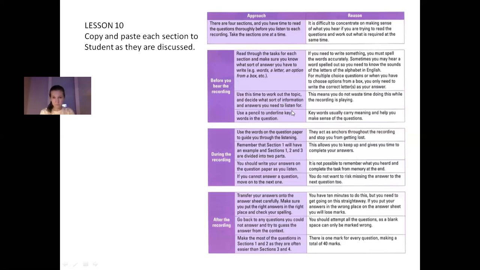Use this time to work out the topic. Use a pencil to underline keywords. By the way, you won't be able to take a marker in or anything like that. I made inquiries about that. No, it's pencil. But are pens allowed? No. Not even pens? No.